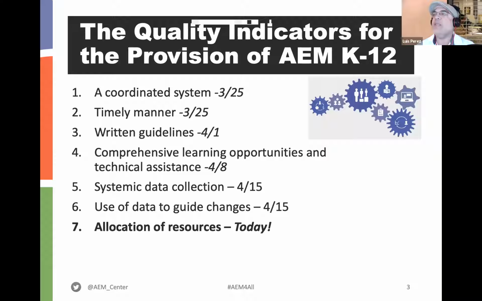And just to give you an idea or a roadmap for where we've been and where we're going today, we've been looking at the quality indicators over the last few weeks. And today we're touching on indicator number 7, allocation of resources. You can see last week we focused on data collection and use. And then in previous weeks, we've looked at the comprehensive learning opportunities and technical assistance, written guidelines, timely manner, and then what we started on the 25th of March on a coordinated system. So we've covered quite a bit of ground over this series.